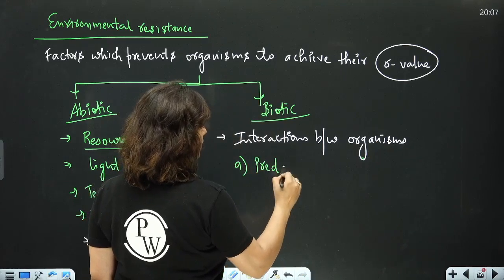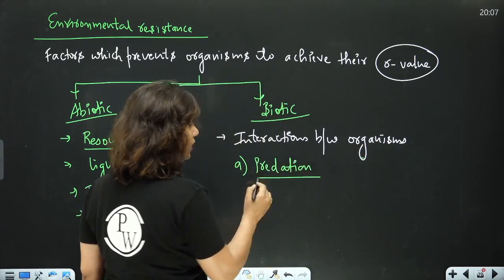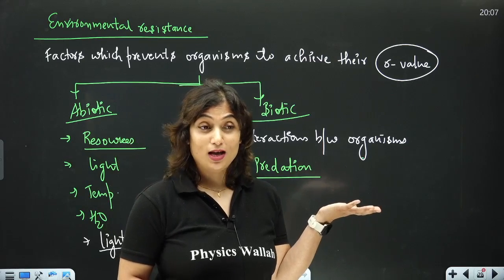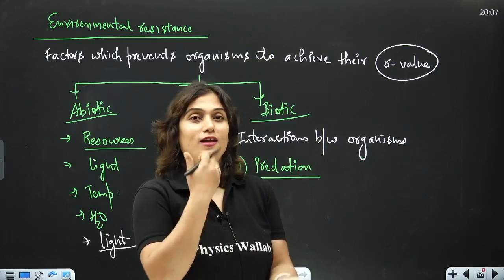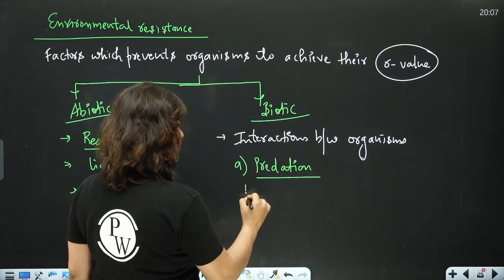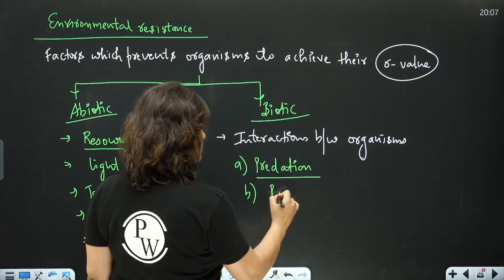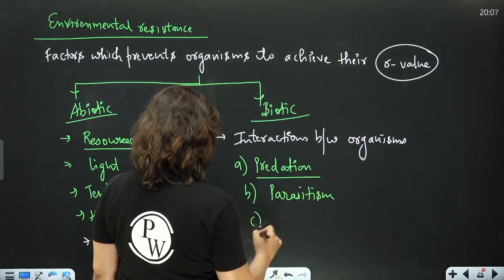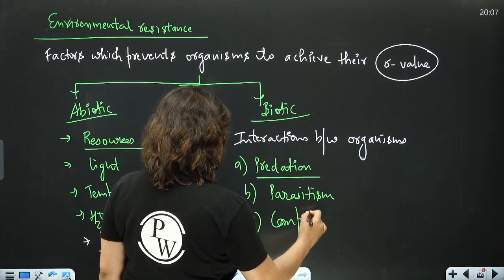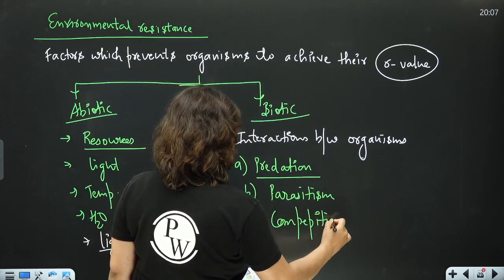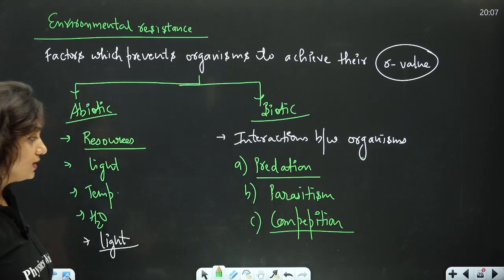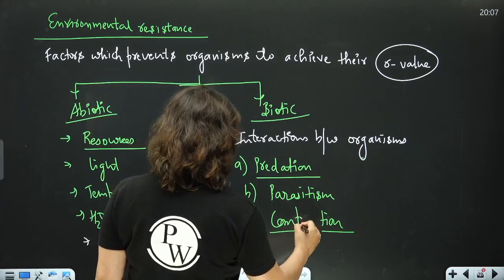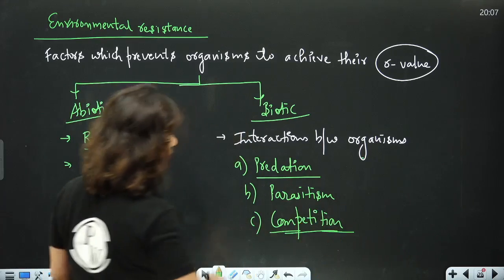If the deer wants to achieve its R value, can it achieve its R value? Because the tiger is there. It will not allow the deer to achieve its R value. It will eat it. So predation. Then parasitism, competition. So these are the several hurdles which an organism has to face, and because of them the organism cannot achieve its R value. Okay.